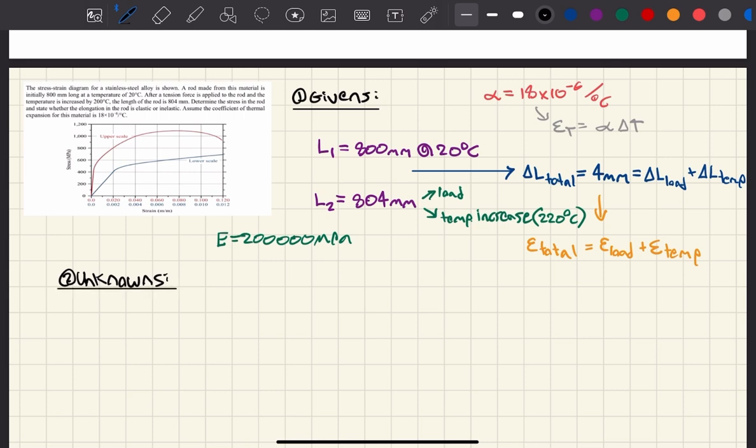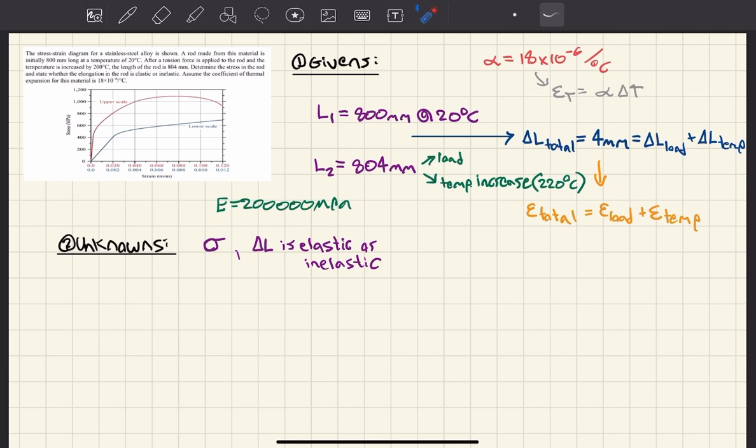In the second last sentence of this question, it asks us to determine the stress in the rod and state whether the elongation in the rod is elastic or inelastic. So we can simply write that down for givens. We want to find the stress. What kind of stress? We're going to get to that in just a second. This is where the thinking comes in, yeah? We want to find the stress, and we also want to find whether the elongation is elastic or inelastic.